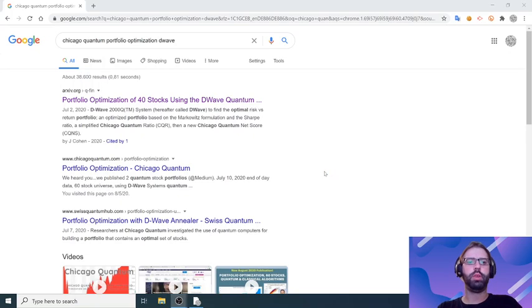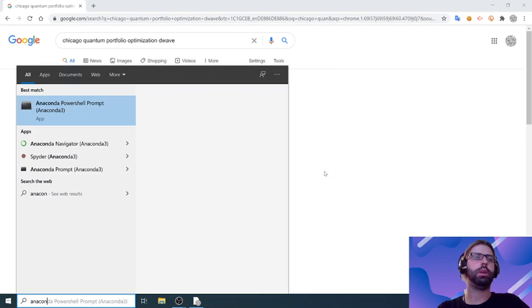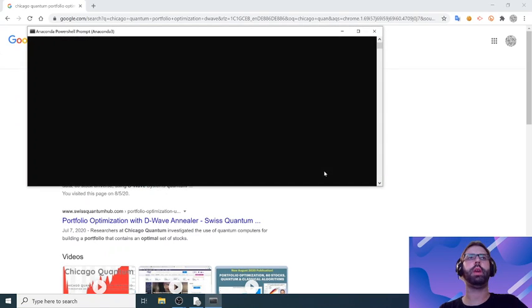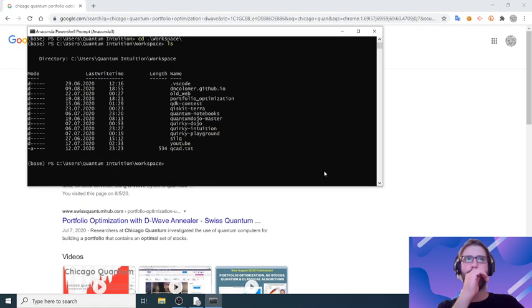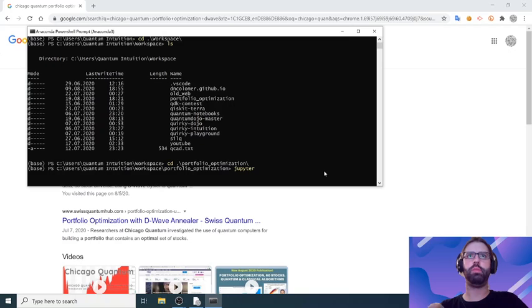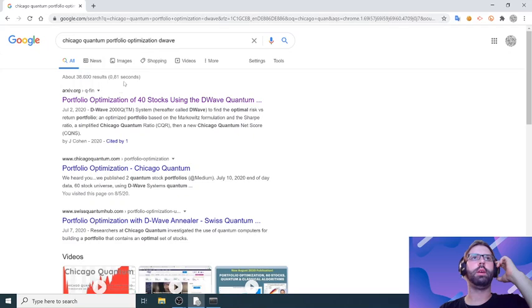What we want to do is go in Anaconda PowerShell prompt, and we should open the Jupyter Notebook. So this is in basically CD workspace, and what do we have here? So we have the portfolio stuff, Jupyter Notebook, that should fire it up. And let's go get the paper again. Cool.